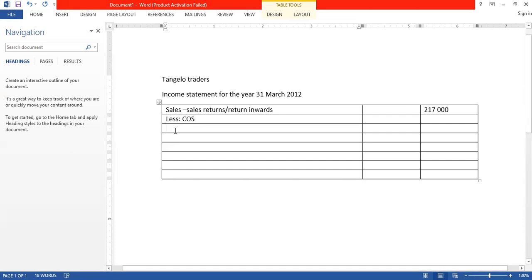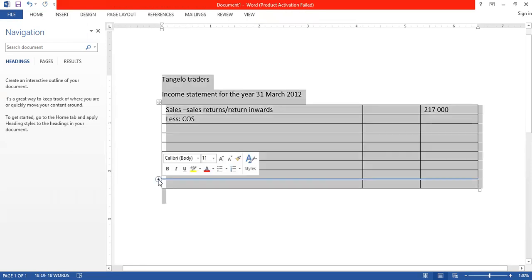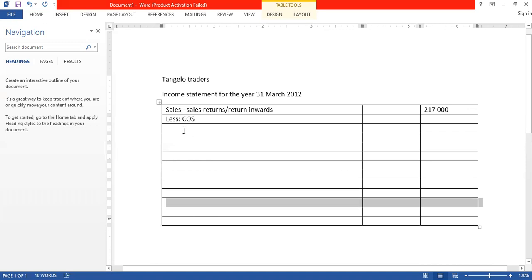Cost of sales, you will never be given, and therefore you will always be required to calculate your cost of sales. Now, how do we calculate cost of sales? Who can tell me the formula for calculating cost of sales? Opening stock plus purchases, minus closing stock. You have your opening stock, and then you add your purchases.